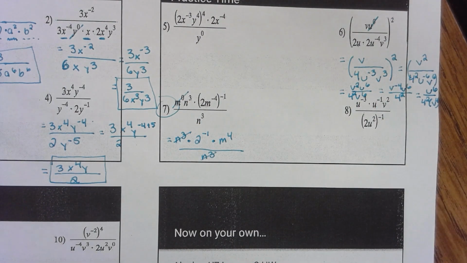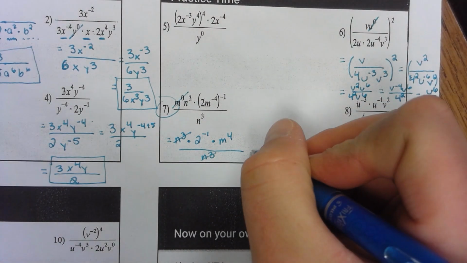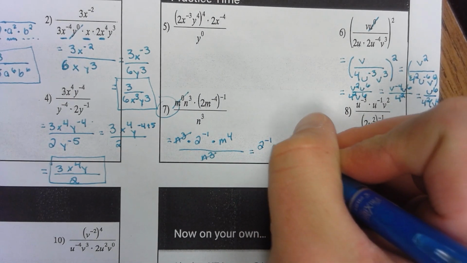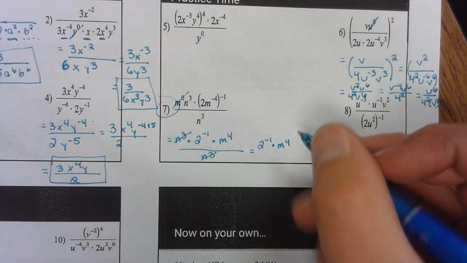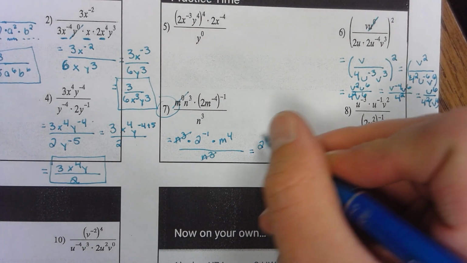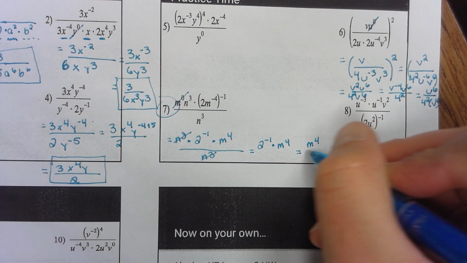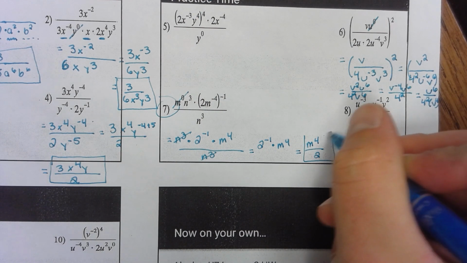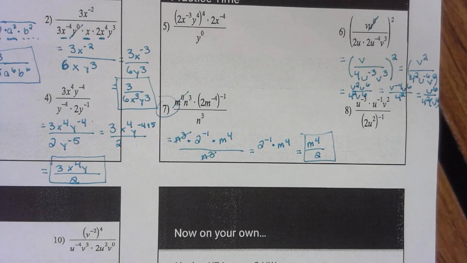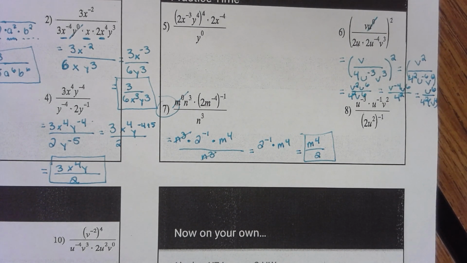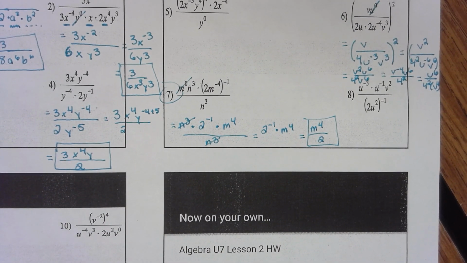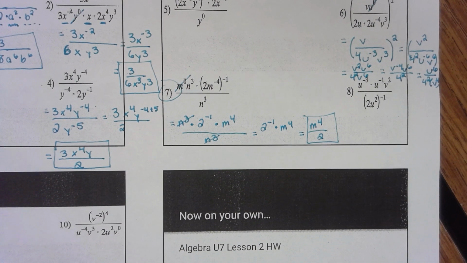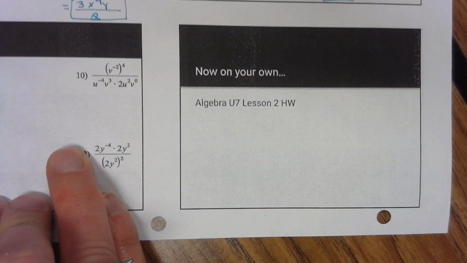So these essentially divide out, giving me 2 to the power of negative 1 times m to the power of 4. The negative exponent tells me that that base is going to move. It moves to the denominator, making this m to the power of 4 divided by 2. All right, then. Number 9.